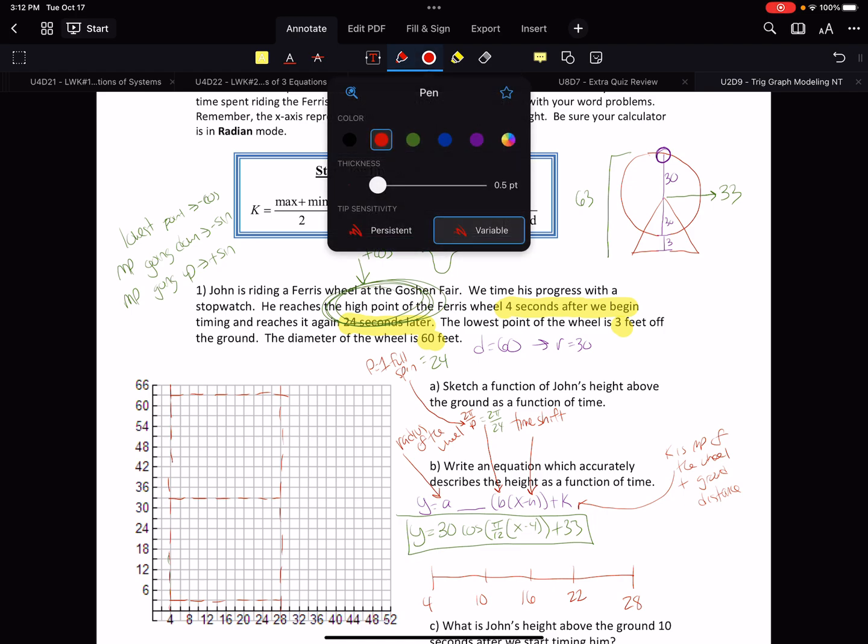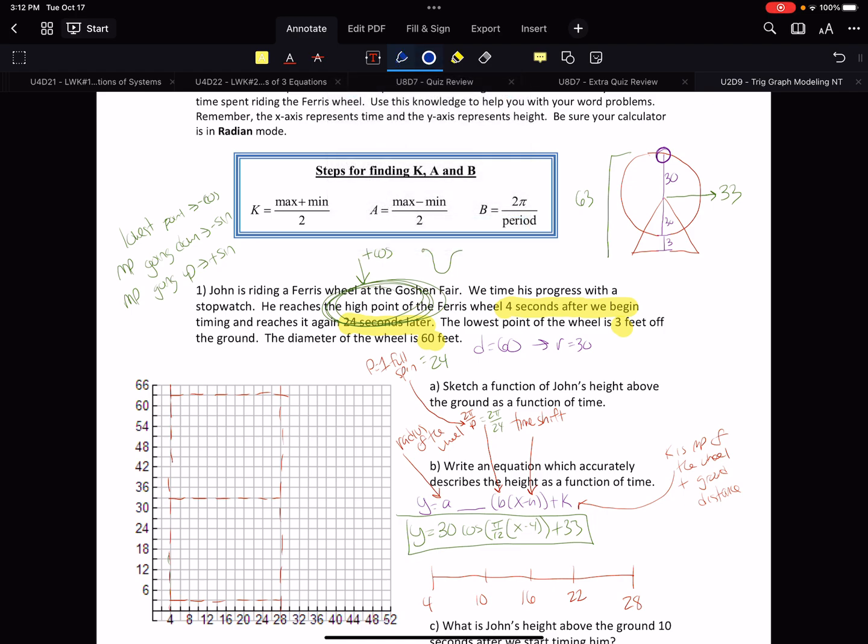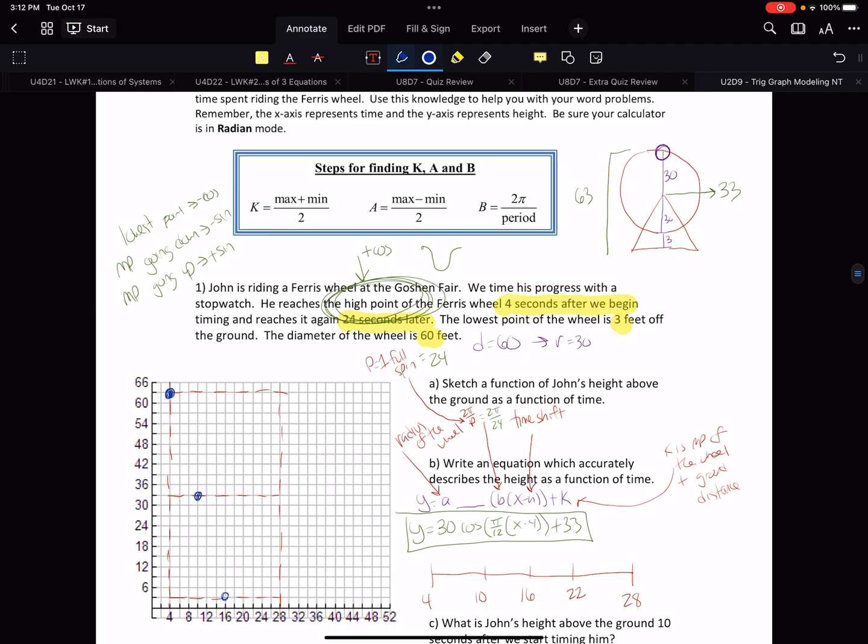All right, so for the graph, at 4, we're at the top. At 10, the wheel starts spinning. We go down to that middle. 16, we hit the bottom. 22, back up. 28, we're back at the top. So there's our 24-second spin on the Ferris wheel. We start at the top, we go down, we get to the bottom, we come back up.